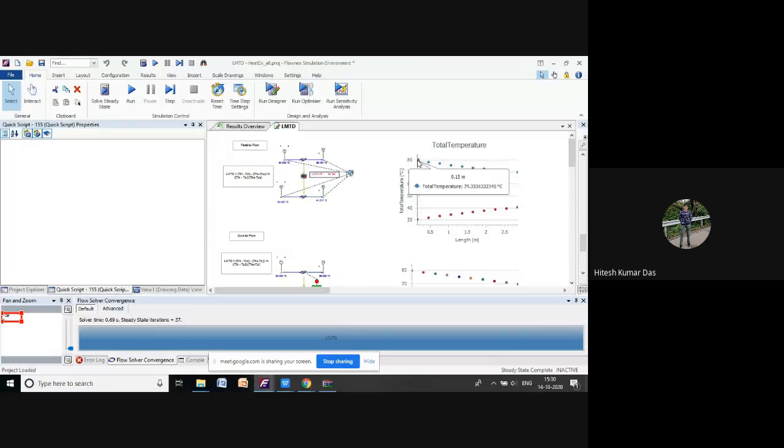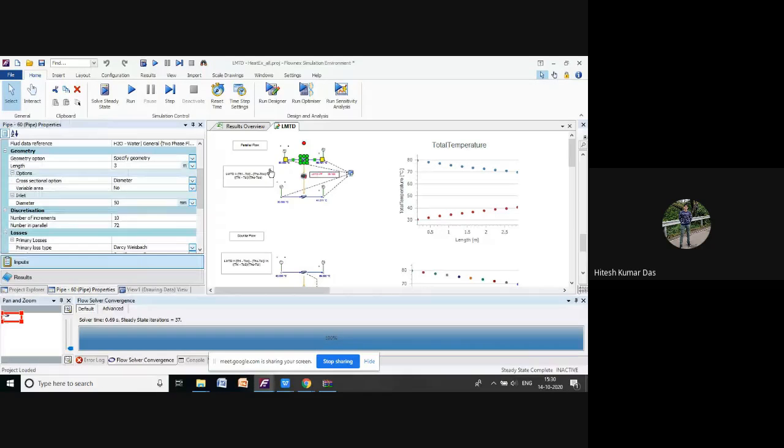This is the hot side inlet, hot fluid inlet, this is the hot side outlet, this is the cold side inlet and cold side outlet. You can see here, as in this pipe we have assigned the number of increments as 10, it divides the pipe into 10 equal lengths. You can see 1 2 3 4 5 6 7 8 9 10, meaning this difference is 0.3 only. Here you can see 0.15 meter, here 0.45, next it keeps on adding 0.3.